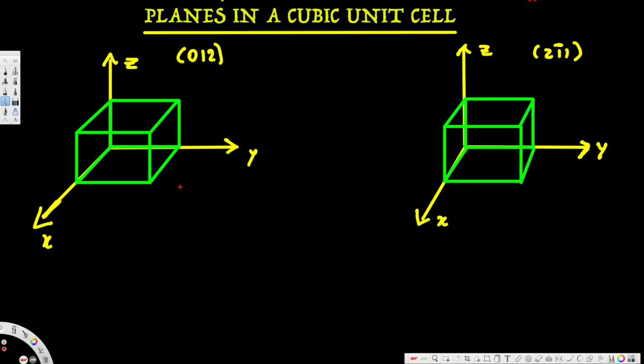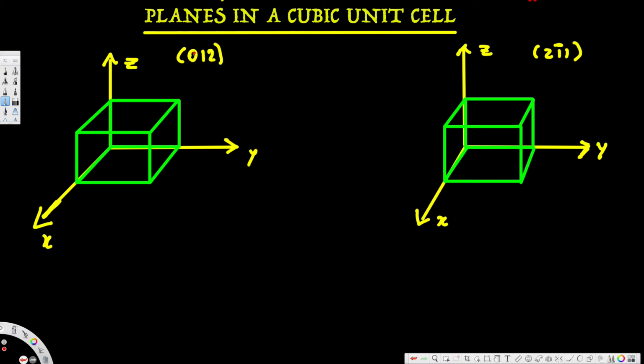In this video we are going to see how to draw a plane in a cubic unit cell when the Miller indices is given. Okay, now let's look at the first one. First we know that this is a plane by looking at this bracket. If it's a square bracket, it means it's just a point. If it's a round bracket, it means it's a plane. Since this is a round bracket, we know this is a plane.